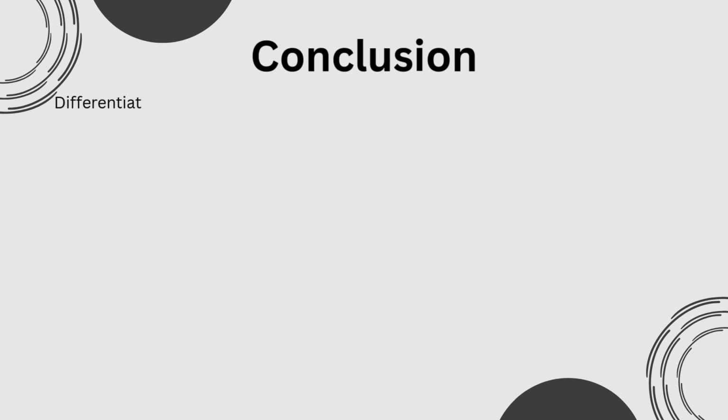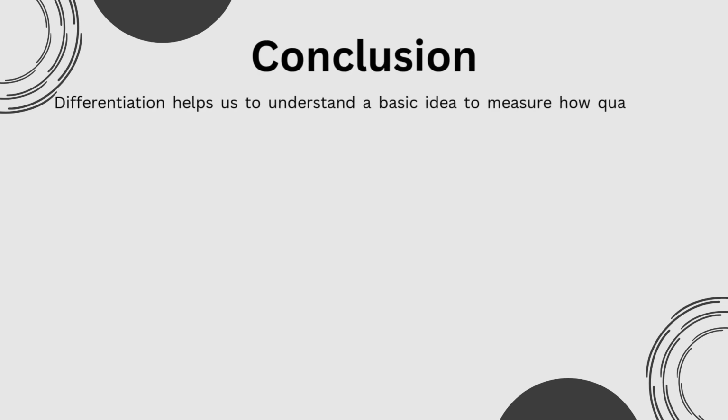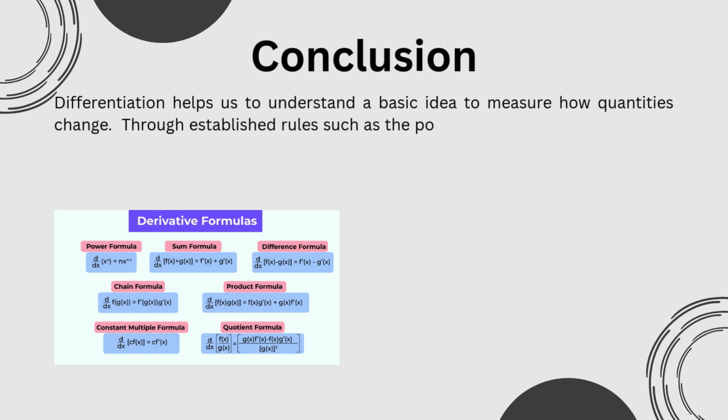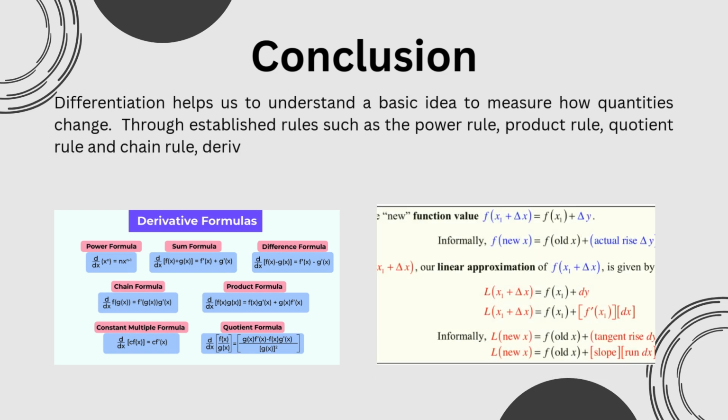In conclusion, differentiation helps us to understand a basic idea to measure how quantities change. Through established rules, derivatives can be determined efficiently.